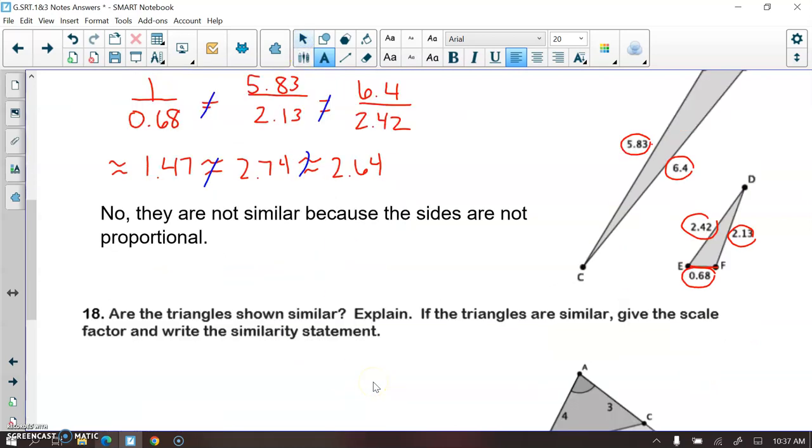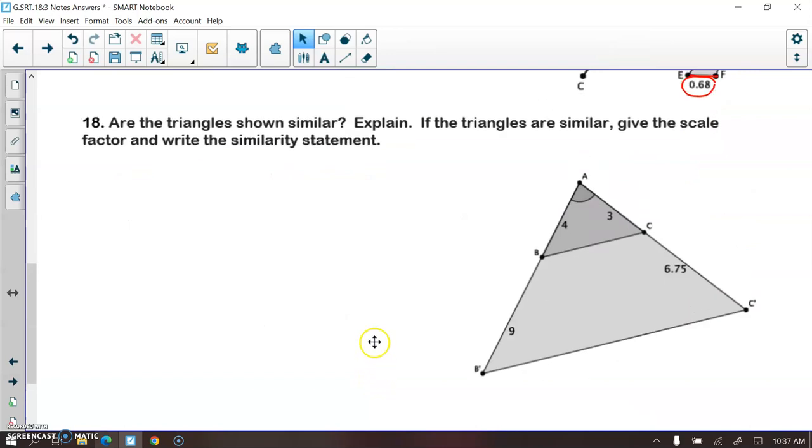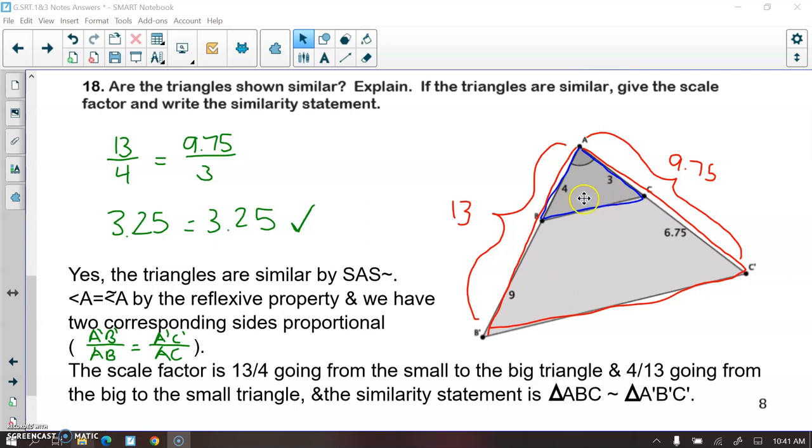All right, I'm going to have you pause the video and try the next one completely on your own. We cannot use that side splitting theorem because we don't know these sides are parallel. Notice the directions are different, so I'm going to have you read through my response, and this is exactly what I'm looking for in these types of problems.